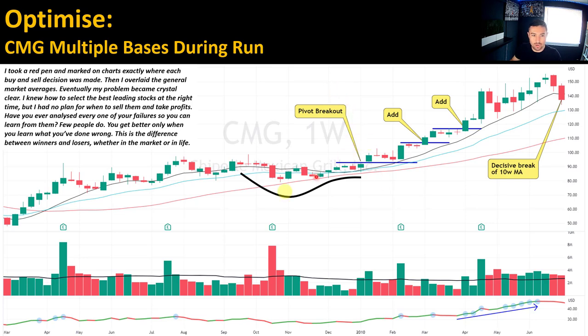So here's your pivot breakout from a cup and handle. Here's an add point hit. Look how tight it gets. Here is a really nice flat base. Look how the volume just stair steps down. See how it's just stair stepping down here. Look at the 52-week highs. Look at the positive reaction to earnings in here. Then a decisive break of the 50-day moving average, which is the 10-week.